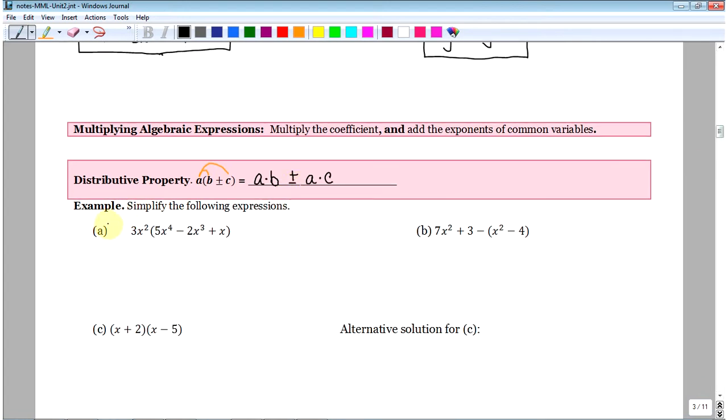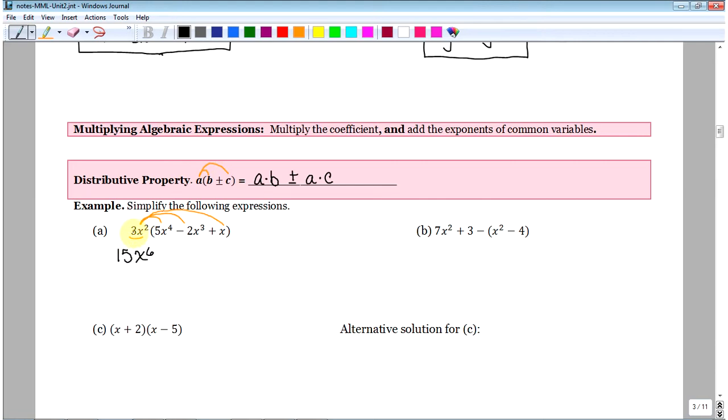So for our first example, to simplify this expression, I see that I have something outside of my parentheses, so I will have to use the distributive property. So I'll be multiplying that 3x squared by 5x to the 4th, also by negative 2x cubed, and also by that x on the end. So 3 times 5 gives me 15. X squared times x to the 4th. To multiply those, you add your exponents together, and that gives us x to the 6th power.